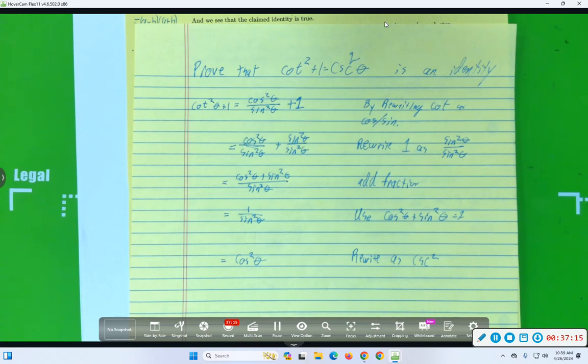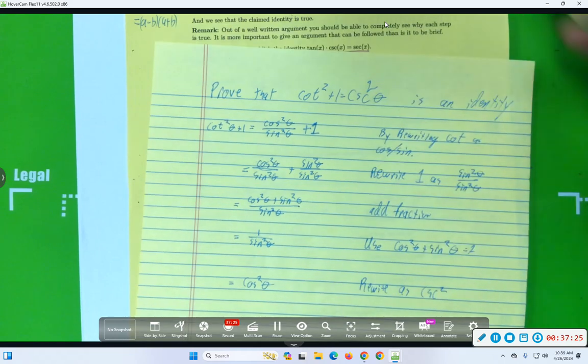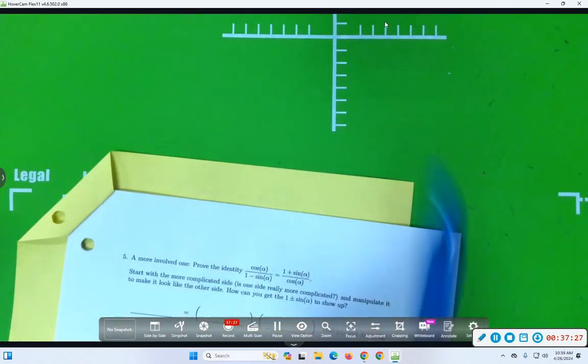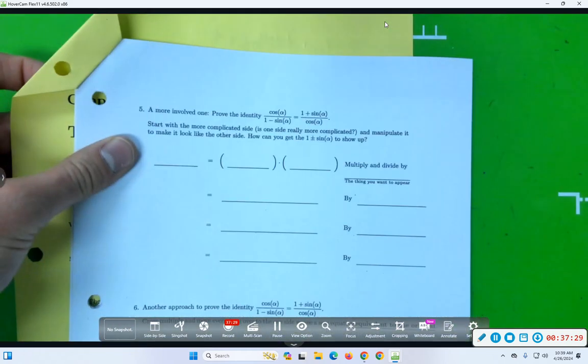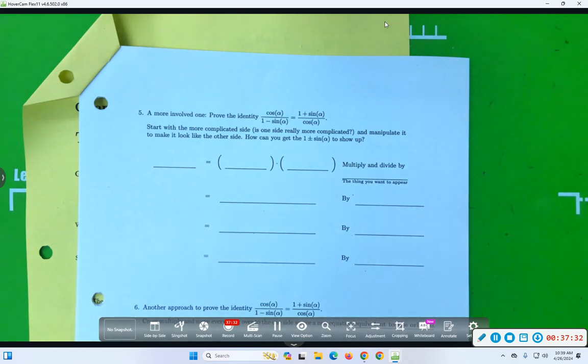You want to show that that thing is equal to the other thing, and each step needs some explanation just to make sure everything's going to check out. So let's do one last of these. We've got time. Here's an identity. Cosine alpha divided by 1 minus sine alpha equals 1 plus sine alpha divided by cosine alpha.